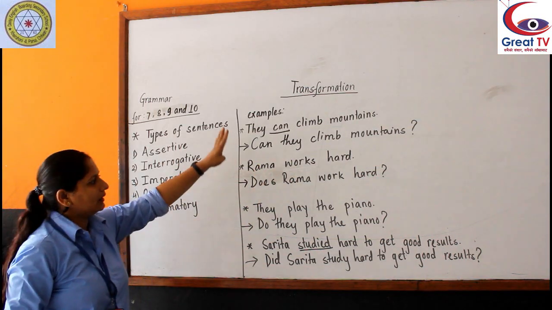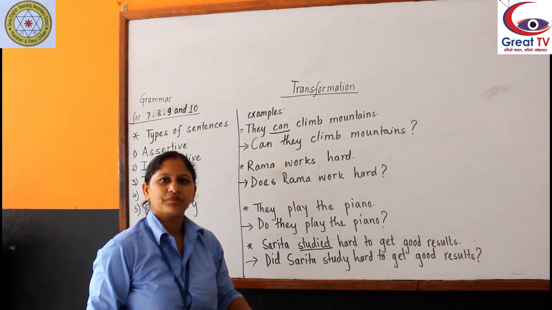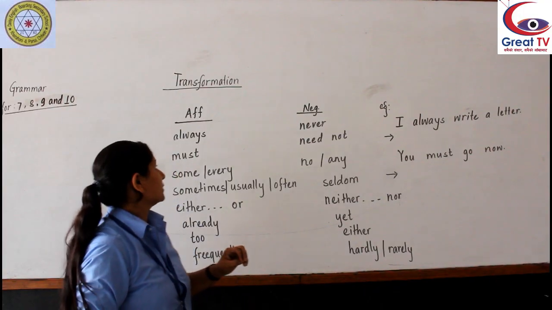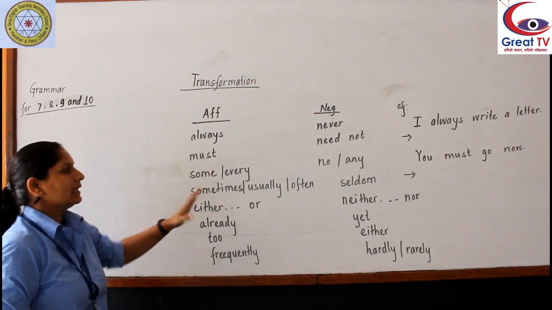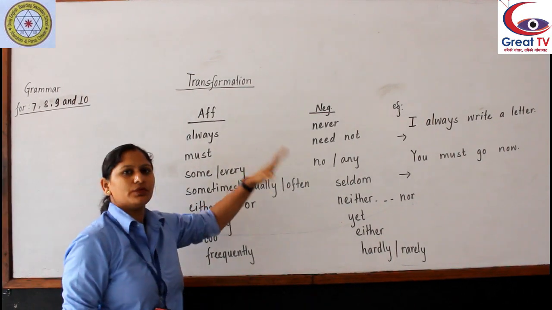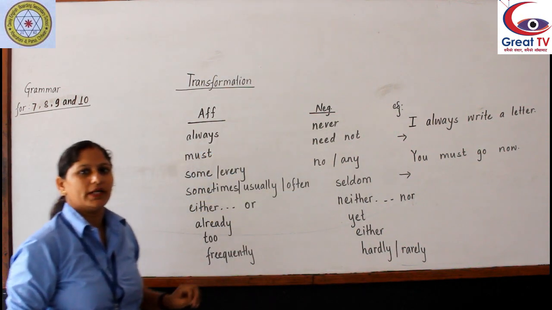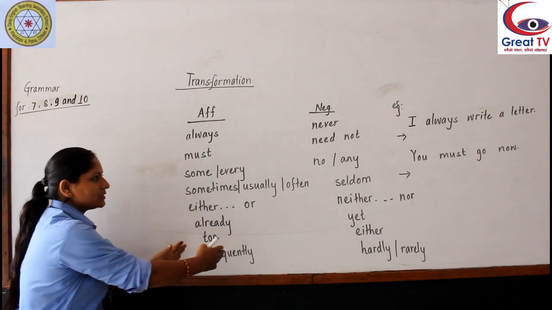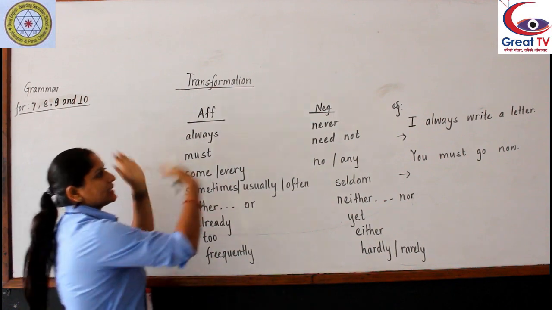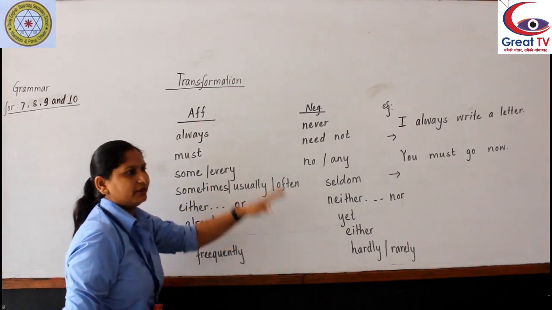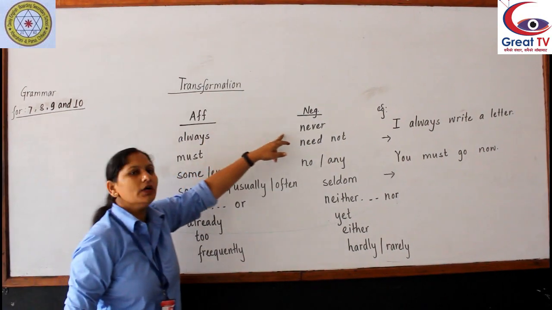Are you clear on how to change a sentence into negative and interrogative? Okay. My dear students, there are some affirmative words, and while changing them into negative, the form changes in this way. We do not add not but change the word form itself. Such words are always, which changes to never.